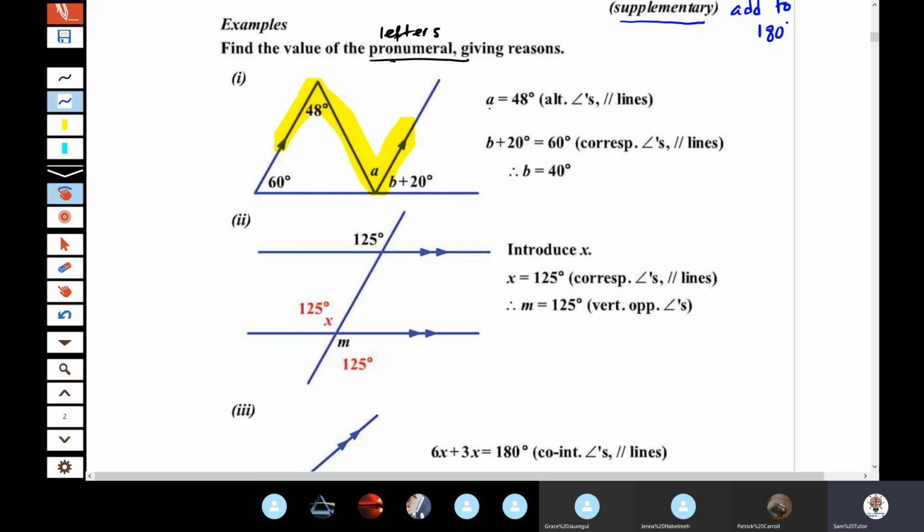So you can straight away say that A is equal to 48 degrees, alternate angles in parallel lines. If you want this expanded, alternate angles in parallel lines. You have to learn to write that reason. If you don't, you will not get full marks. So whenever it says giving reasons, you have to actually write this, which is why this one's annoying, this topic. Alternate angles in parallel lines.